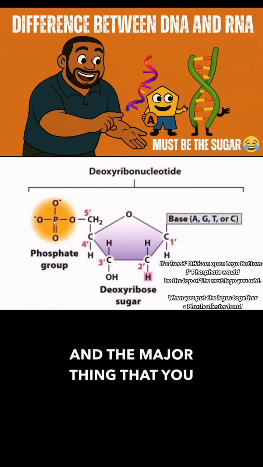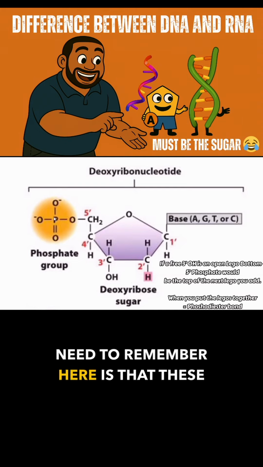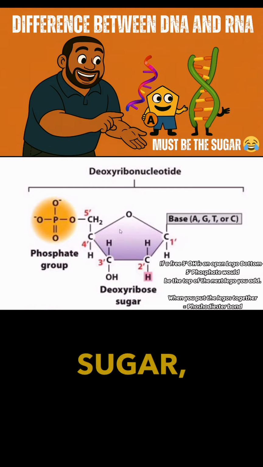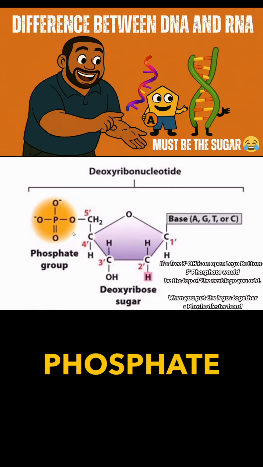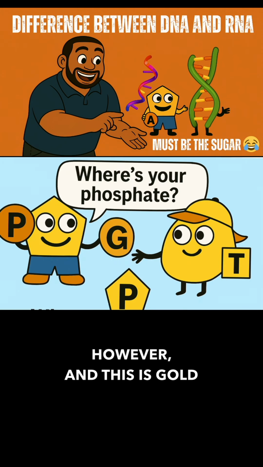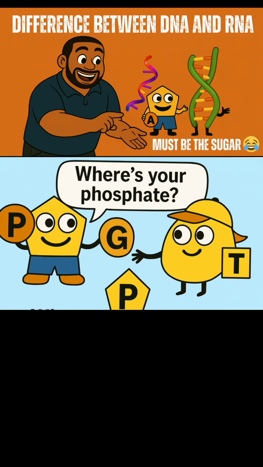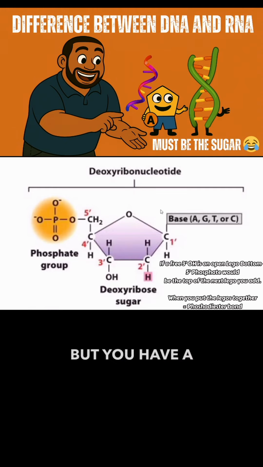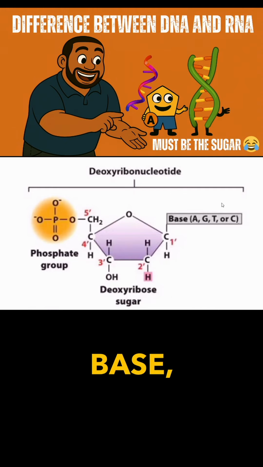A major thing that you need to remember here is that a nucleotide is made up of a sugar, a base, and a phosphate group. However, and this is gold too, because you'll need this for the exam, if there's no phosphate group, then this is called a nucleoside. So you have a sugar and you have a base, that's a nucleoside. But if you have a phosphate group, a sugar, and a base, that's a nucleotide.